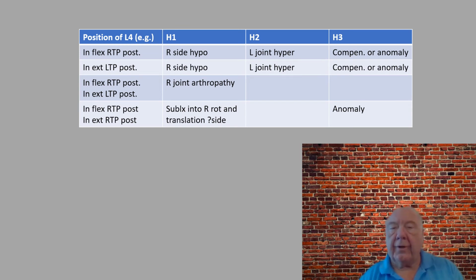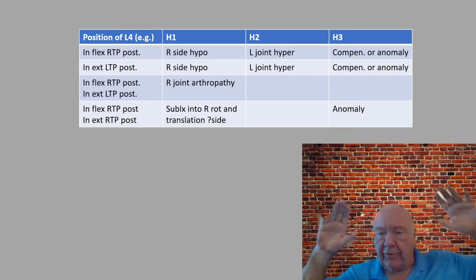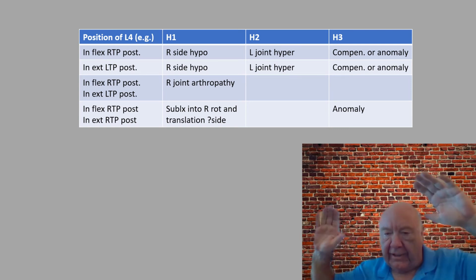Okay, so we'll go through the basic scenarios again, but there's a couple more that I can mention here, and you can talk about a lot more when we meet. So this is all about L4. It could be any level, actually, all the way up through the thoracic spine. It works fine. So in flexion, we find that the right transverse process is posterior. Okay, so we're sitting like that, basically.